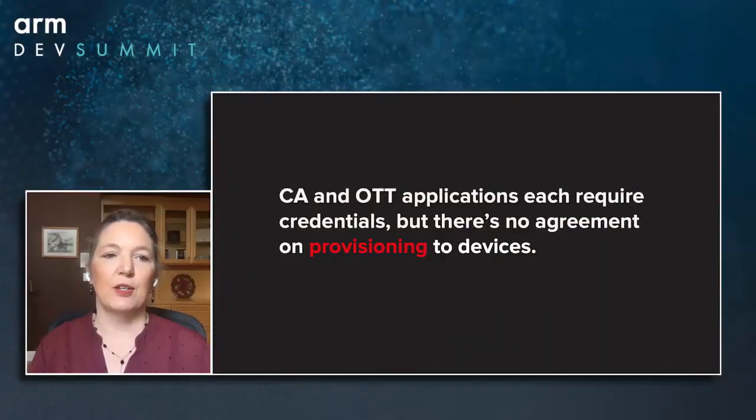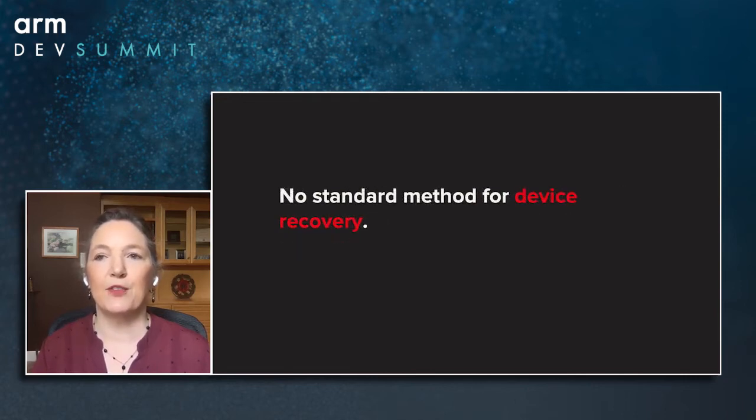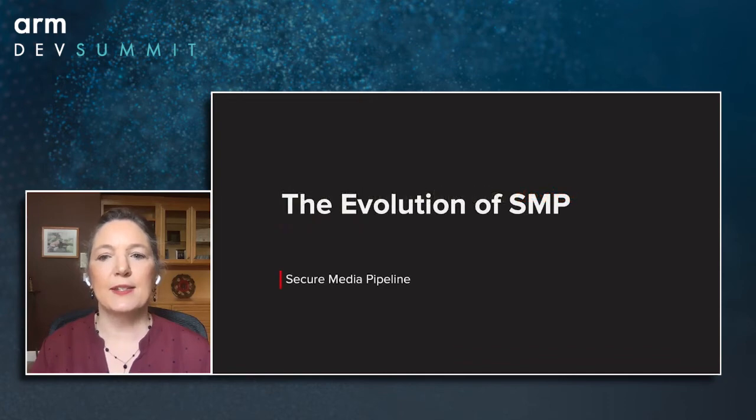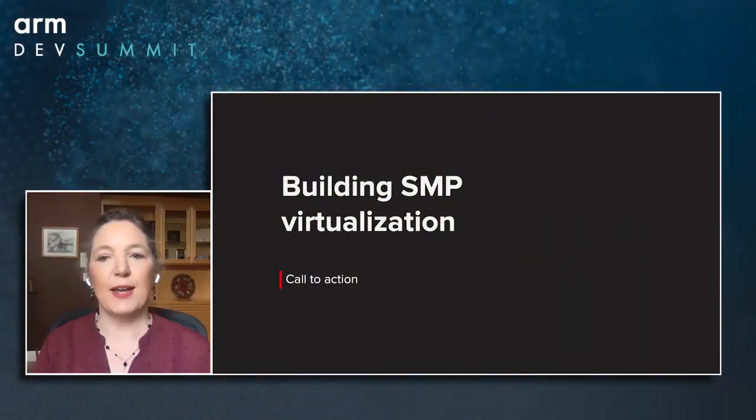Here's a challenge. CA and OTT applications each require credentials, but there's no agreement on how to provision those to devices. And worse, there's no standard method for device recovery. We need to consider how to design the secure media pipeline from the ground up with multi-tenancy in mind. This cannot be an afterthought. Historically, SMP has been designed for OTT devices. It's becoming increasingly present in set-top boxes, but it's not designed for multi-tenancy. We need to bring virtualization to SMP to ensure that we can support this complex new world.